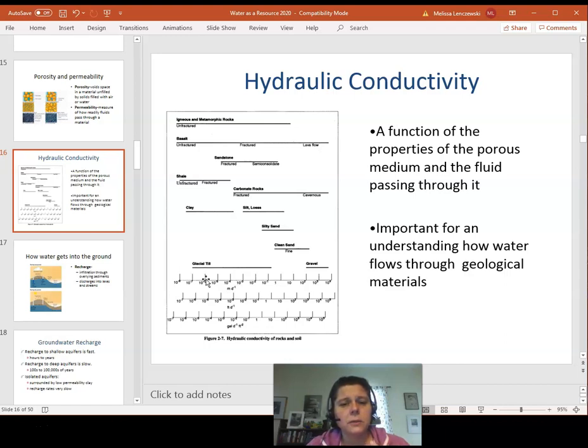So what's the difference between hydraulic conductivity and permeability? Well, permeability is just how fast water flows through. Hydraulic conductivity takes into account the geology, but also the material that is the water itself, or the fluid that's flowing through it. So it's not just the porous media, but it's also the material in it. And so they're related to each other, but they're not exactly the same thing.